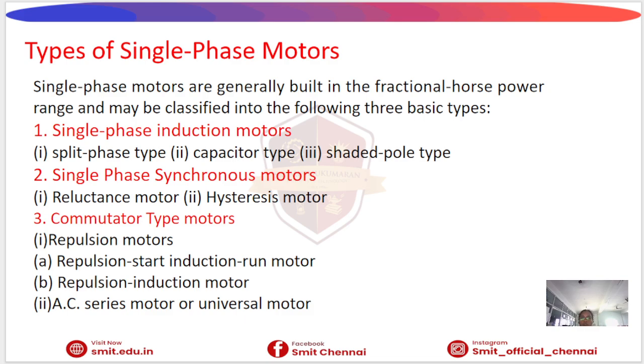Single-phase motors are usually built in the fractional horsepower range and are classified into three main categories: single-phase induction motors, single-phase synchronous motors, and commutator type motors. Single-phase induction motors are classified into split-phase type, capacitor type, and shaded pole type. Single-phase synchronous motors include reluctance motors and hysteresis motors. Commutator type motors include repulsion motors, repulsion start induction run motors, and universal motors.